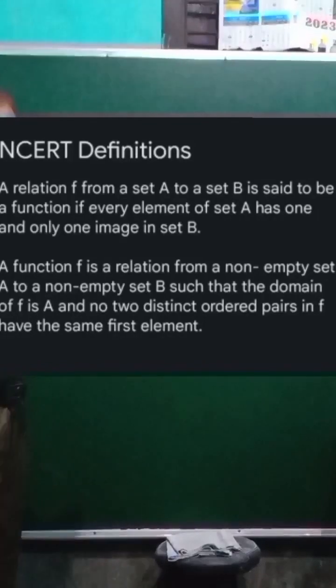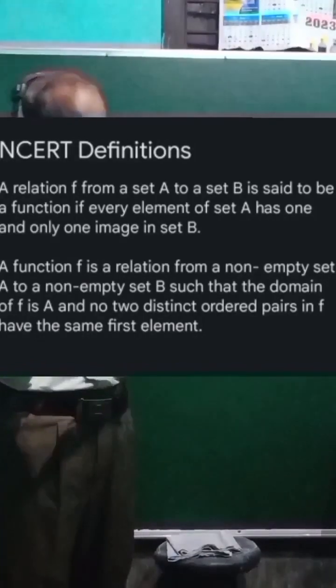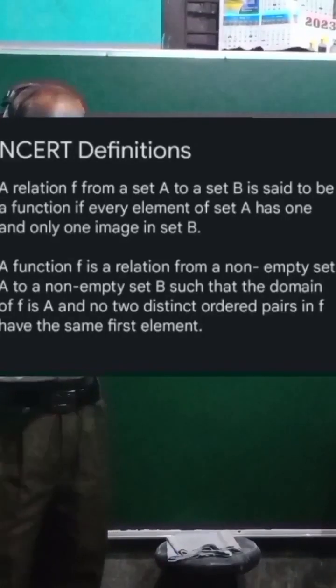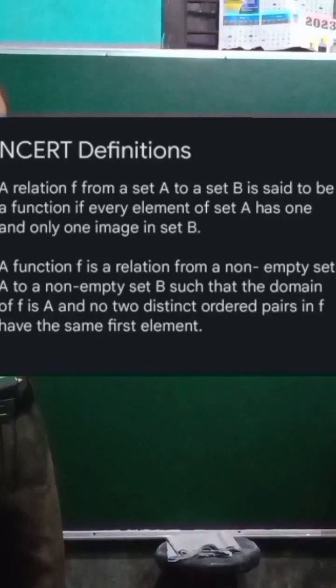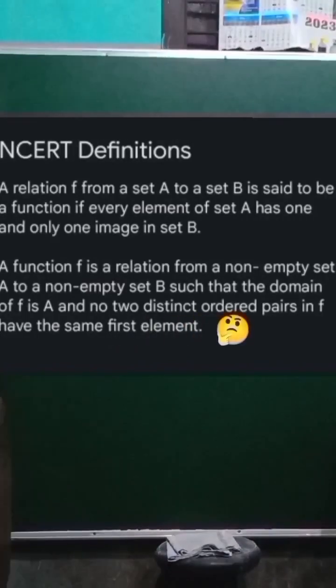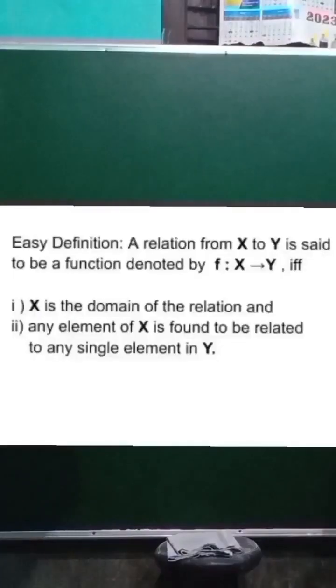And the second one: a function f is a relation from a non-empty set A to a non-empty set B such that the domain of f is A and no two distinct ordered pairs in f have the same first element. Actually, both definitions are difficult for beginners to understand. If there is confusion, you can follow this easy definition which I have made in my own language with the same summary. So read this one also here.